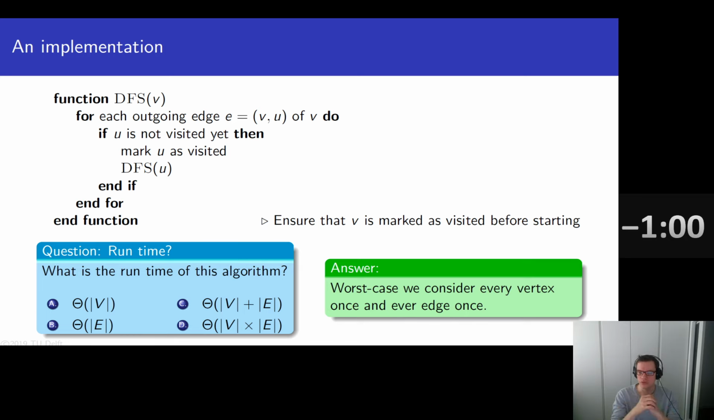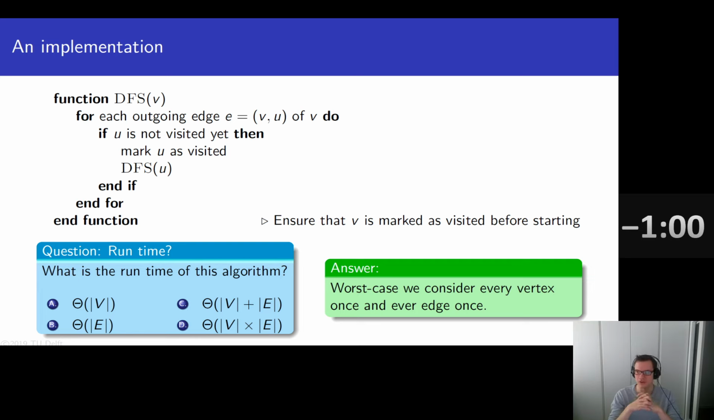So now we have a V component and an E component. And, well, the only question is, should we multiply them or should we add them? Well, for every vertex we do something, but for every edge we also do something, but it's not the case that for every vertex we go over all edges. For every vertex we only go over its own edges, a small subset. So we shouldn't multiply them, we should instead add them together, and then answer C is the right answer.